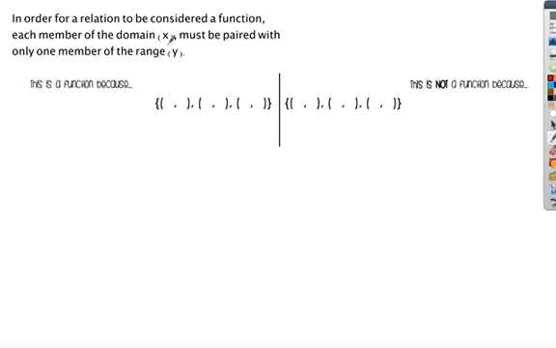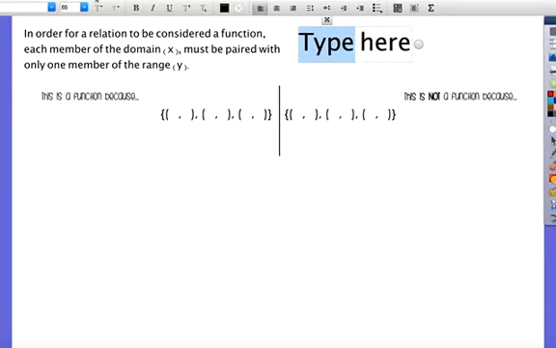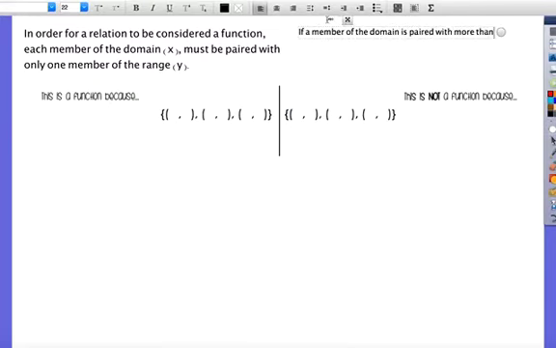So we're going to open up, and underneath the first tab, which is your functions tab, you need to write, in order for a relation to be considered a function, each member of the domain X must be paired with only one member of the range Y. Underneath not a function, you need to say, if a member of the domain is paired with more than one value in the range, then it is not a function.